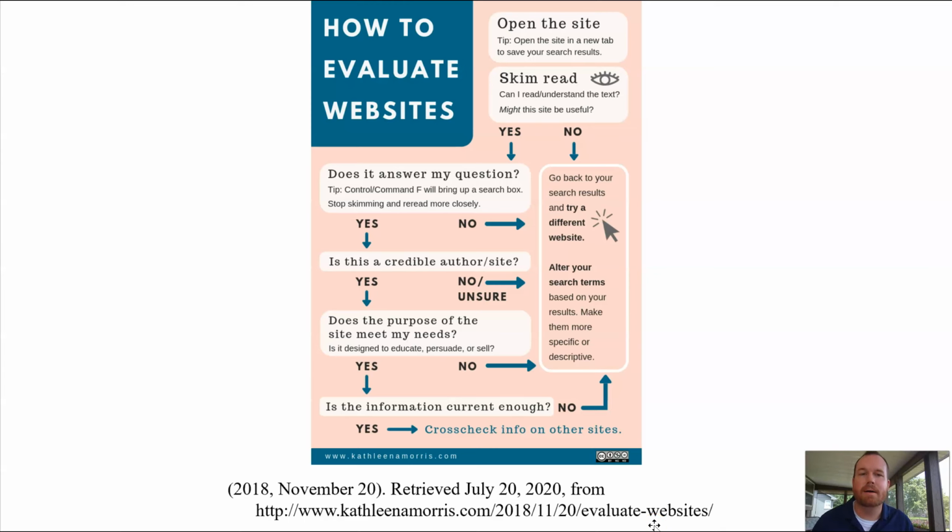Here's another thing I love about this flowchart, okay? If at any point in time, any of those yeses was a no, it tells you, go back and try a different website and alter your search terms if needed. And even if every single one of these answers to these questions is a yes, still cross-check your info on other sites, because you still could have a biased site there and not even know it yet.